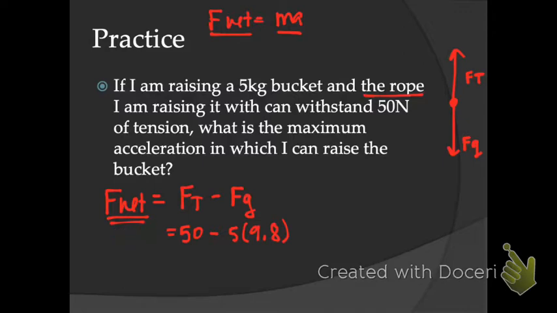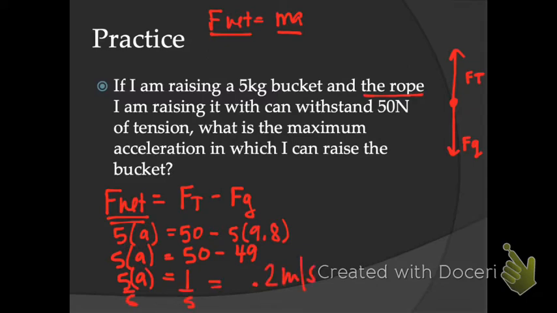Okay? And we actually know that our mass is 5, so I'm going to go ahead and plug that in times a. Okay? So let's go ahead and solve. So this is 50 minus 49 equals 5 times a. That gives me 1 equals 5a. So divide by 5 equals 0.2 meters per second squared.